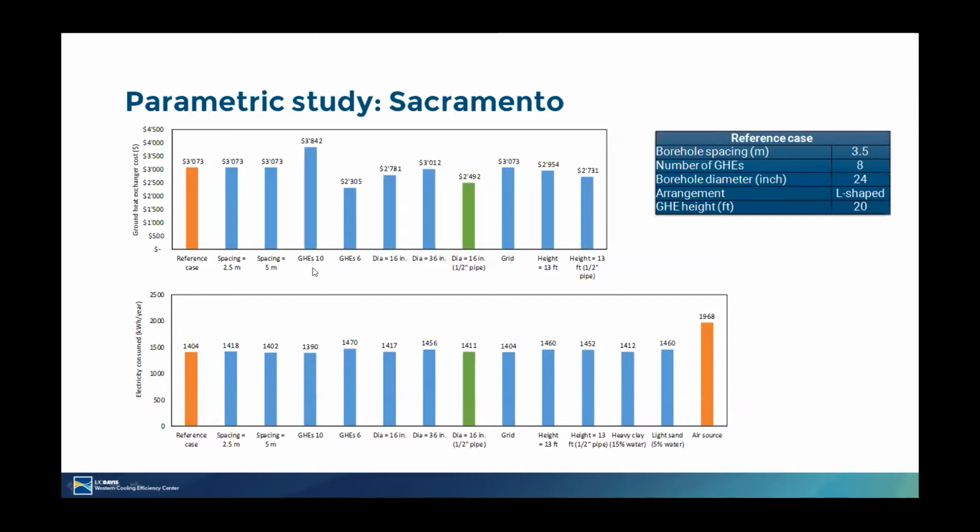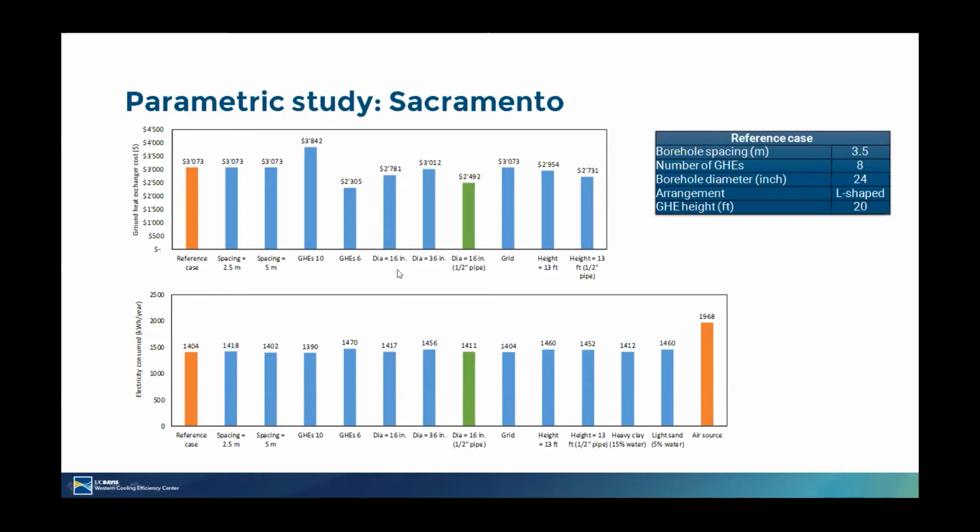When we change the number of GHEs, there's a significant impact, or proportional impact rather, on the ground heat exchanger cost. And the performance also changes. The more GHEs you have, the lower the electricity consumption.